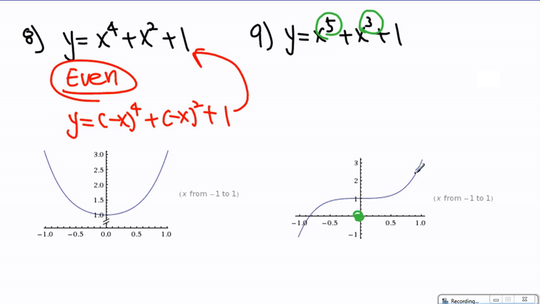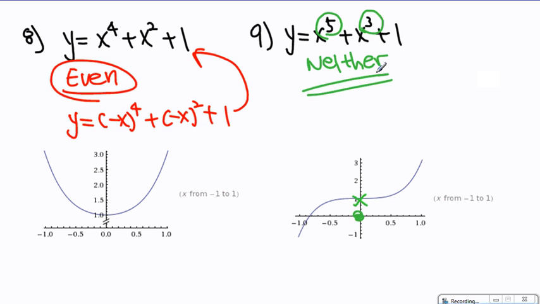Origin is right here. Is this symmetrical about the origin? The answer is no. In fact, it is symmetrical about this particular point, 0, 1. In this case, is this an even function or odd function? The answer is neither. It's not even nor odd.